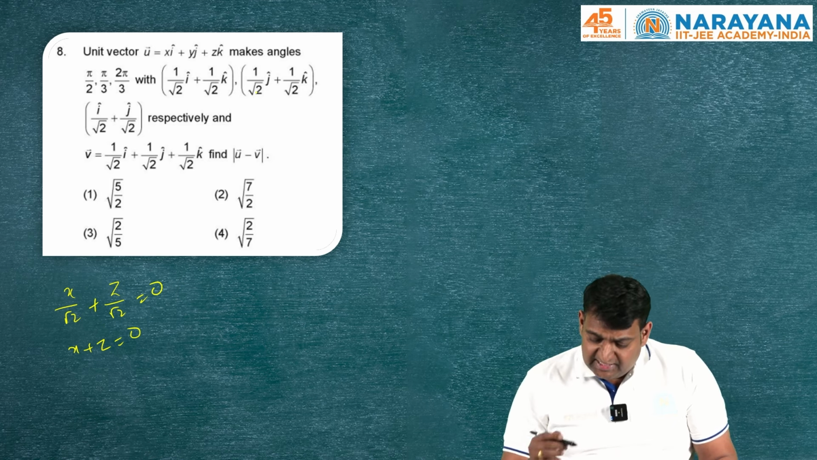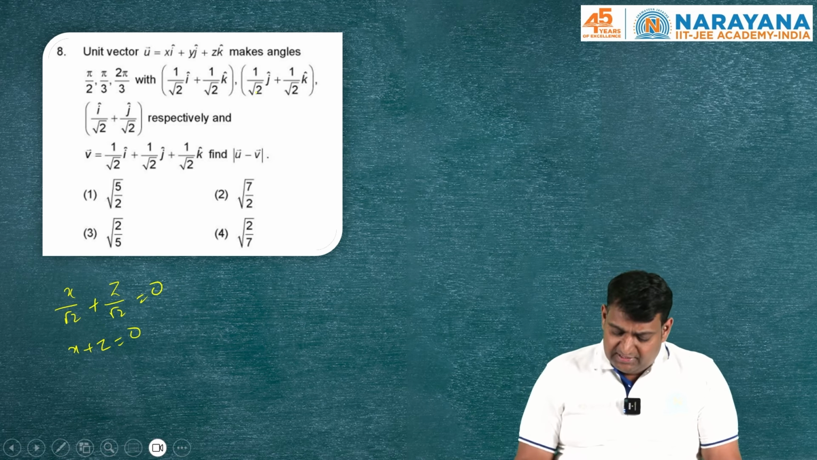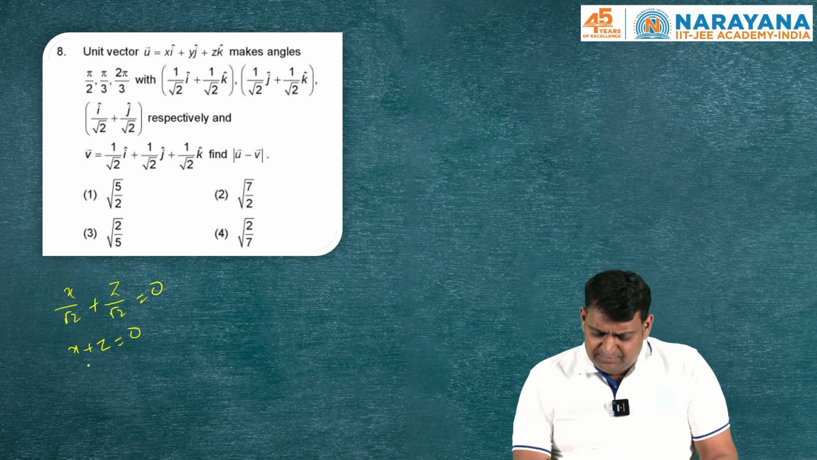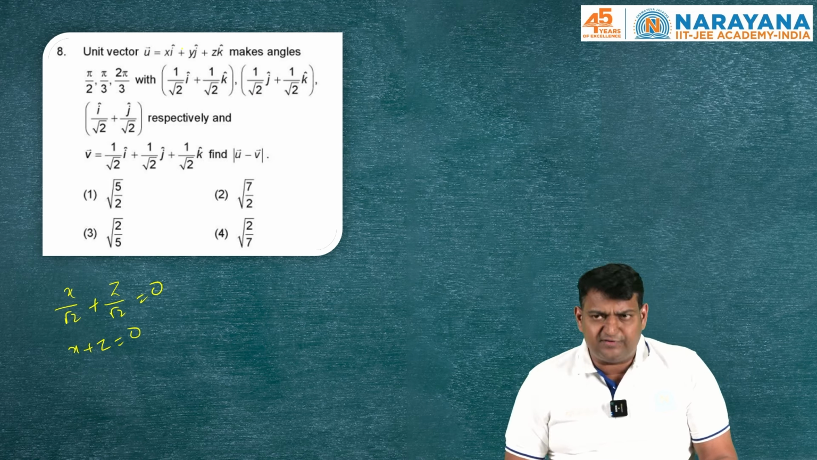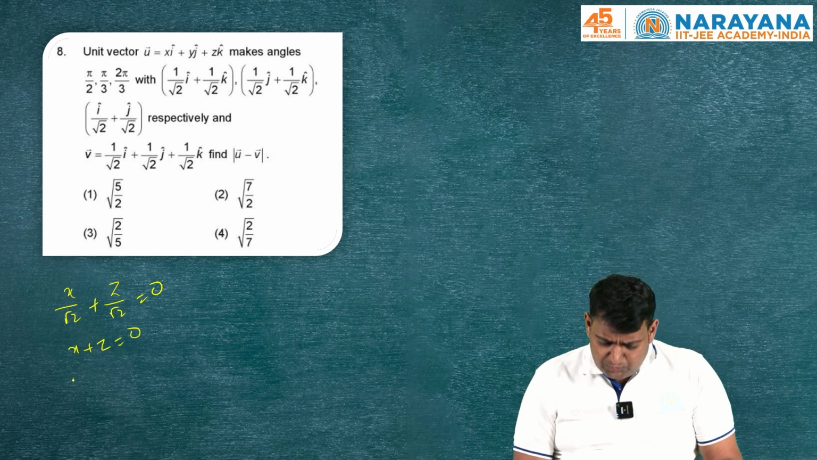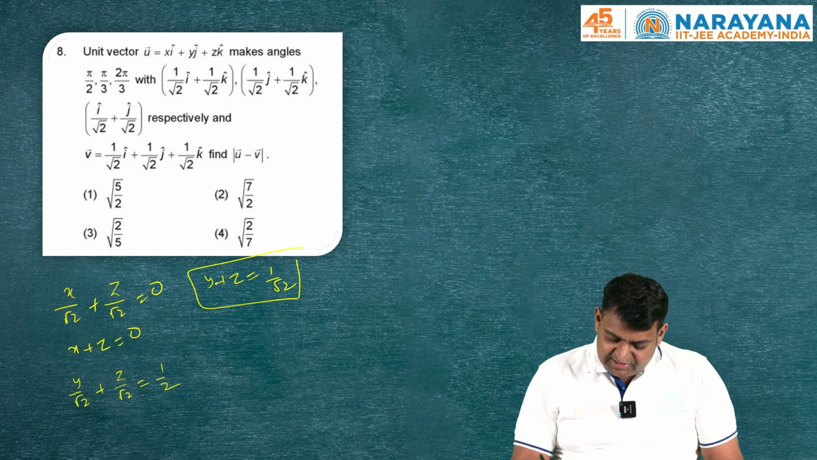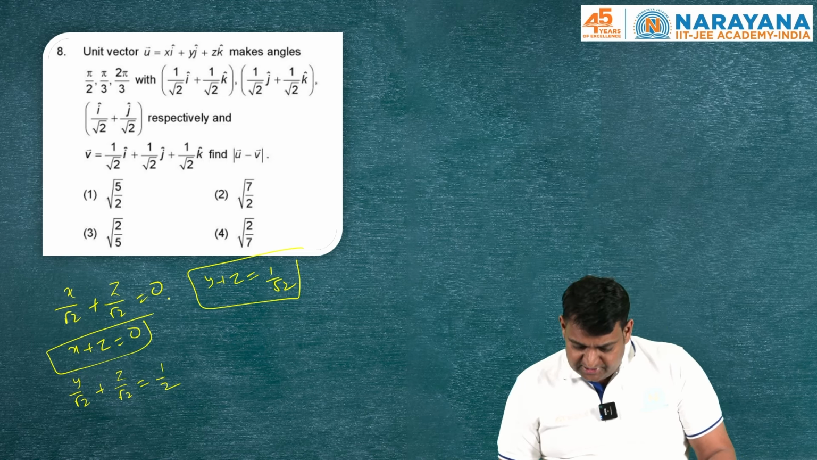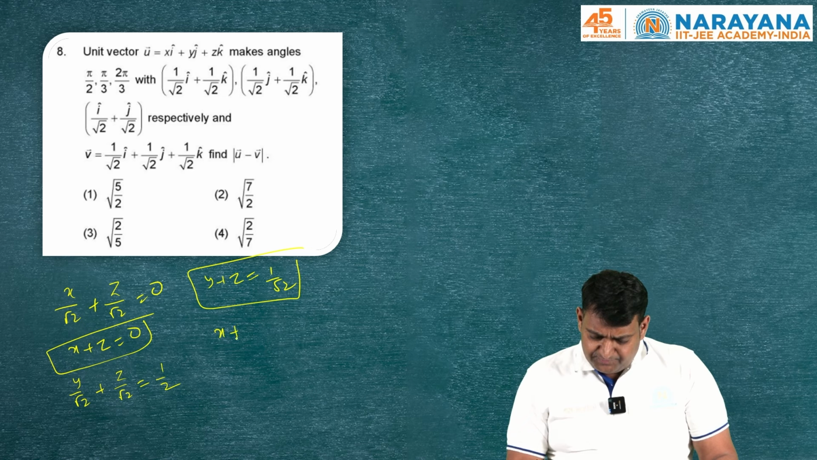Now, U and the second vector, the angle is pi by 3, cos pi by 3. Observe that these three are unit vectors and this is also a given unit vector. So no need to worry about their modulus values. Tell me, the second dot product, if you take it, what will you get? Y by root 2 plus Z by root 2 is equal to cos pi by 3, which is 1 by 2. So what will you get here? Y plus Z is 1 by root 2. First equation: X plus Z is 0, second equation: Y plus Z is 1 by root 2, third equation: you will get X plus Y equal to 1 by root 2.